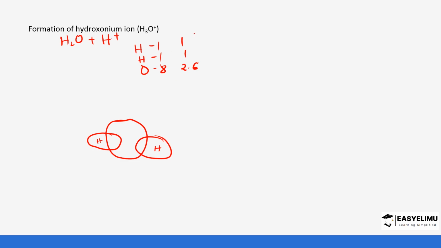So the first hydrogen requires 1 electron, so it should share 1 electron. The second one requires 1 electron, so it should share 1 electron. And the moment they share that 1 electron, they are left with nothing. Oxygen requires 2 electrons, so it shares them equally amongst the hydrogens, so it remains with 4 electrons. So you can see it has 2 pairs of lone electrons, or 4 electrons.